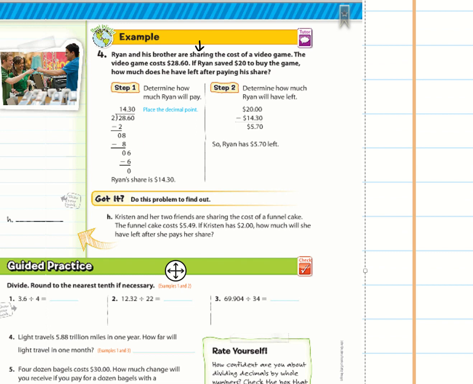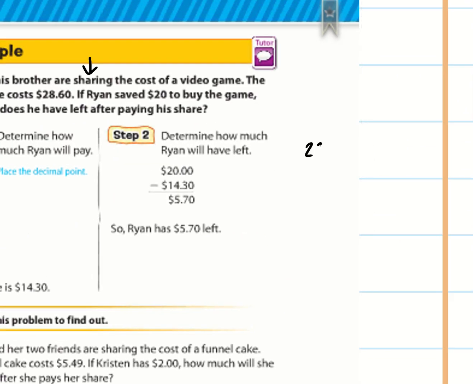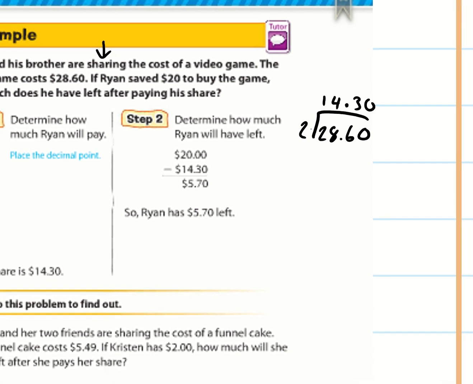So if it's $28.60 and they're going to split it evenly, it's going to be two of them, they're splitting it in half. So two of them are purchasing it, so we're going to divide it by 2. Since 2 goes into all these numbers evenly, we can actually do a shortcut. 2 goes into 2 once, 2 goes into 8 4 times, 2 goes into 6 3 times, then 2 goes into 0 0 times. So that's a little shortcut, but it does not always work. It's only if it goes in evenly with all of them. So we know he has to spend $14.30.